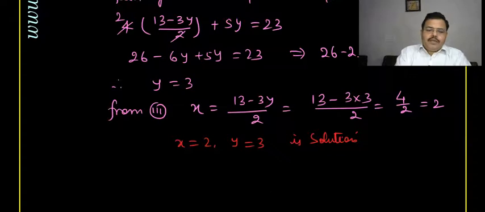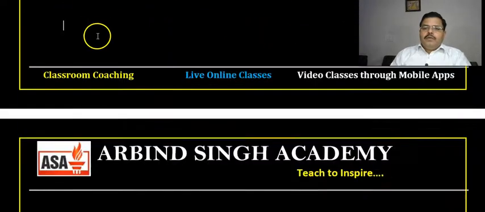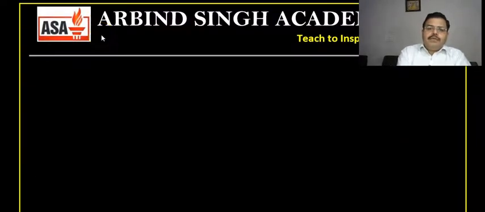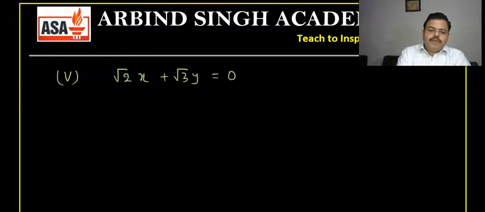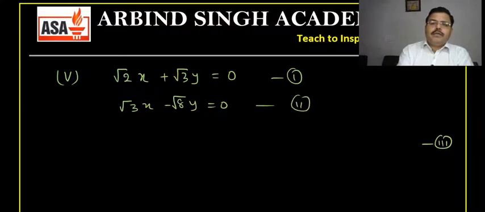Now, there is question number 5. And what is that? Try to understand. Question 5 is written as, let me write from the next page. The fifth question I can write from here only, and that is root 2 x plus root 3 y is equal to 0, and root 3 x minus root 8 y is equal to 0. This is the second equation. So I have to deal with first and second.